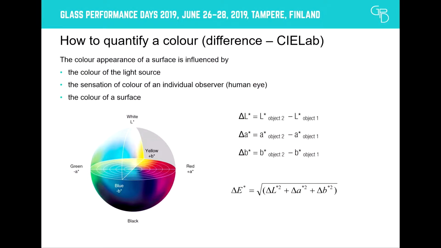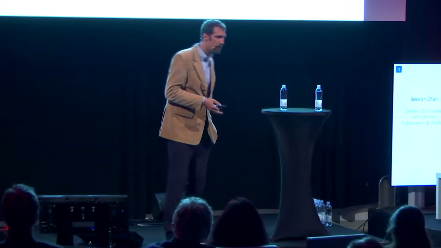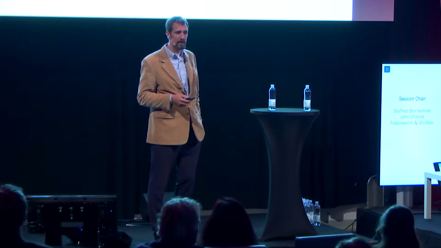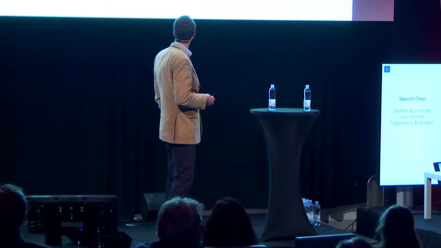LAB color space, I don't think that I need to explain too much about it. We have, again, the brightness on the vertical axis, and then we have the b-axis, which goes from yellow to blue, and the a-axis, which goes from green to red. This is how we currently specify coatings. This is how most of the specifications are written nowadays. This is, I would say, more or less the industry standard that we're working to.